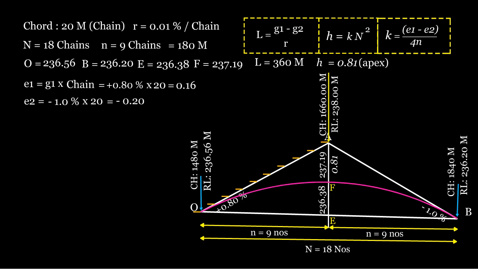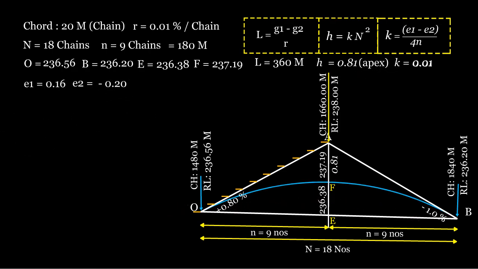Now, to calculate K. K equals E1 minus E2 divided by 4 times n. Substituting the values, K equals 0.16 minus 0.20 divided by 4 times 9, which equals 0.01.